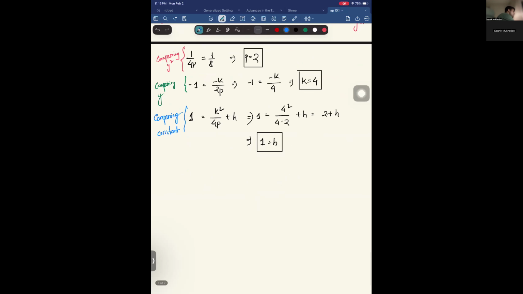We're not done yet. Recall that the directrix had the following equation. So the equation of the directrix is what? x equals h minus p. Copy the values of h and p. So the equation of the directrix is x equals minus 1.